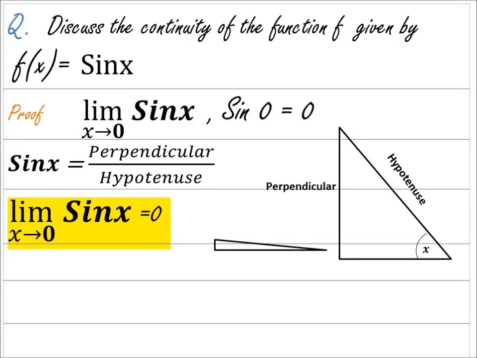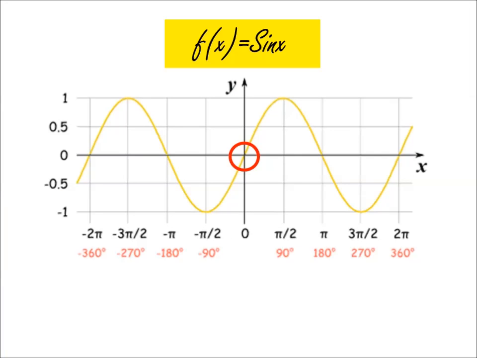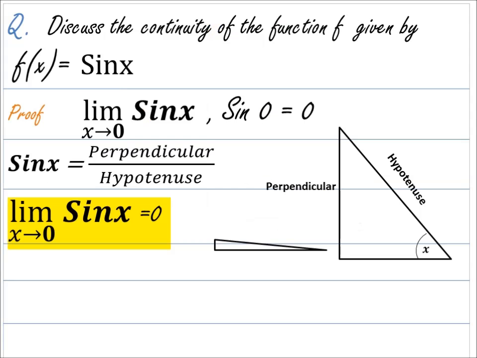And this can also be observed from the graph of the sine function. You can see when x is close to 0, at that point sine x is also equal to 0. So now we have proved that the limit as x approaches 0 of sine x is equal to 0.